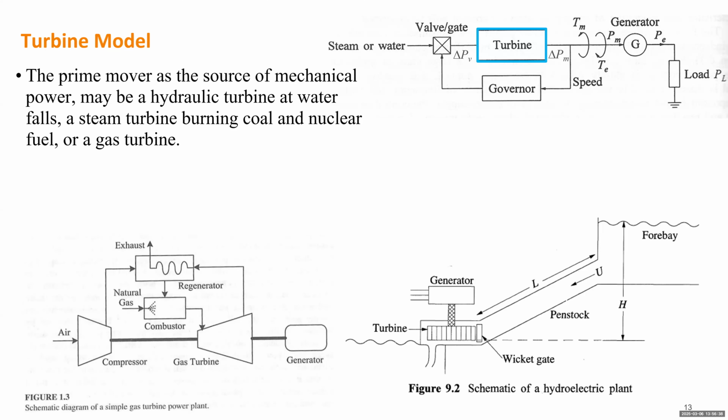A prime mover for a single generator is the source of mechanical power. It can be from a combustion turbine, if it's a natural gas power plant, or it can be from hydro, if it's a hydro power plant.